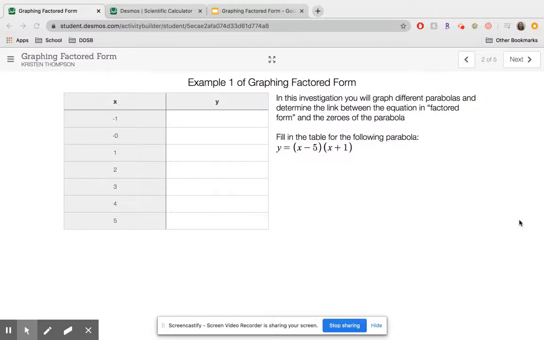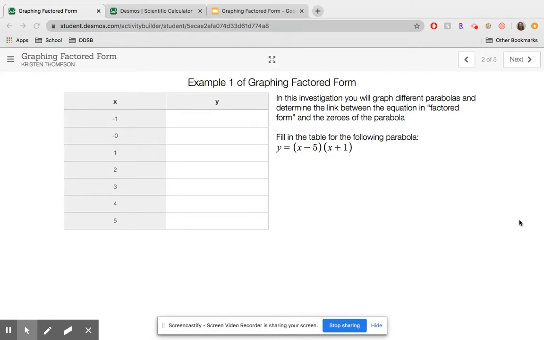Hey everybody, so this is going to be the last lesson for quadratics unit 2. We're going to go through an example of graphing in factored form. This is not the same question that you will get. The two equations are going to be different, but it is going to be this exact same format you will be doing. So, example 1 of graphing in factored form.